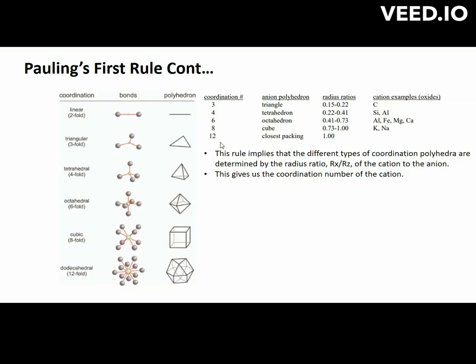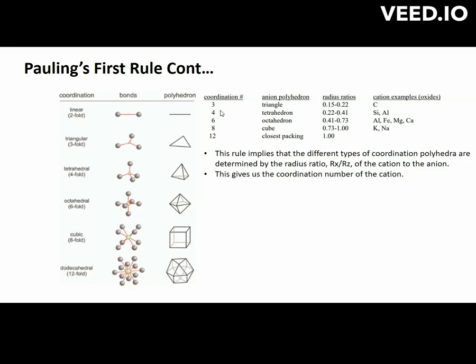With closest packing, it means we must have a radius ratio of around 1. With cubic, it should be between 0.73 and 1.00. This gives us the coordination number of the cation, which is what we're saying about the radius ratio. So if we know the range of the radius ratio, we can predict the coordination number.